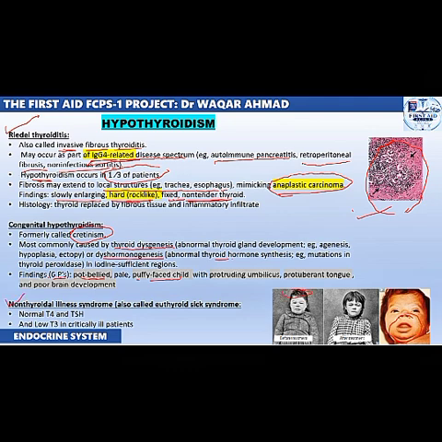The next one is non-thyroidal illness syndrome, or euthyroid sick syndrome. You will be given a scenario in which a patient is critically ill or admitted to the ICU, and you will get a normal T4 and TSH on the labs but a low T3. So this is the typical scenario of non-thyroidal illness syndrome.